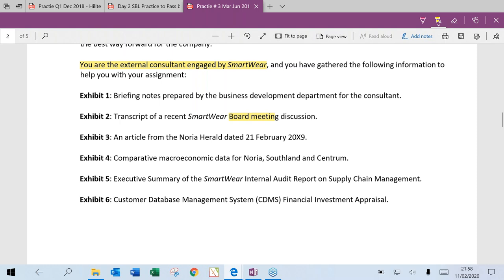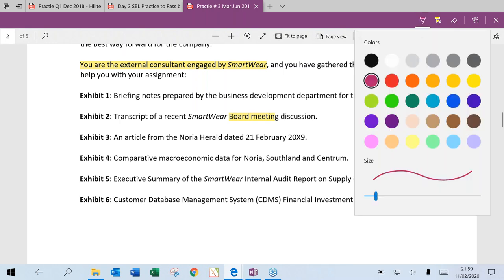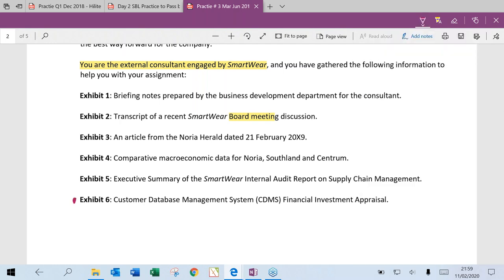I think this may be a multiple exhibit. An article from Noria Herald dated 21st. I don't know whether this is single, one-to-one or multiple. Comparative macroeconomic data for Noria, Southland and Centrium. I think it may be one-to-one. Executive summary of Smartware internal audit report on supply chain management. This sounds like one-to-one. Customer database management systems financial investment appraisal. This sounds like one-to-one. I'm not sure, I'm just guessing. The rest, I don't know. We'll see.